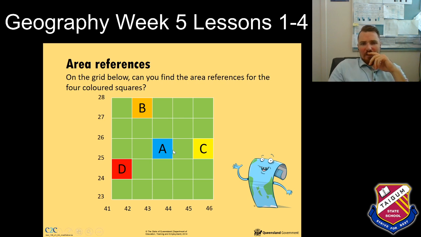So A is this square. Now we're looking for bottom left-hand side, which would be this corner. We want to see our eastings first. So what's our cross number? It's going to be 41, 42, it's going to be 43. So it'll be AR, area reference 43 and 25. So it would be AR 4325 for A, representing that square. Can you do the same for B, C, and D for me, please?